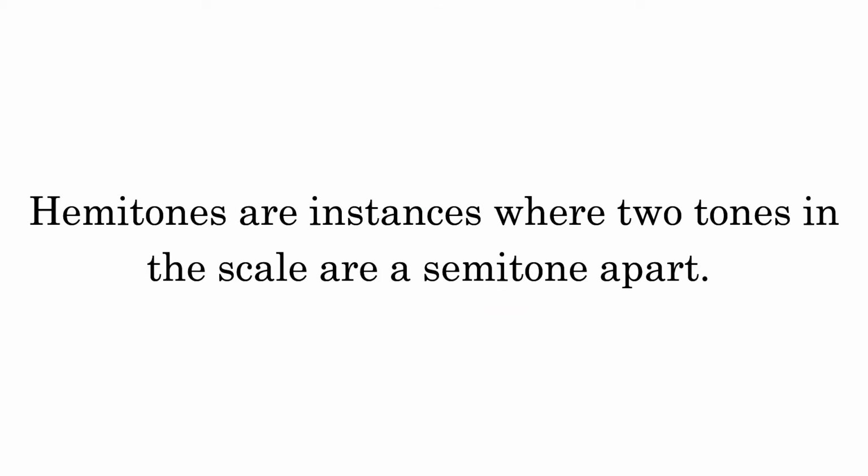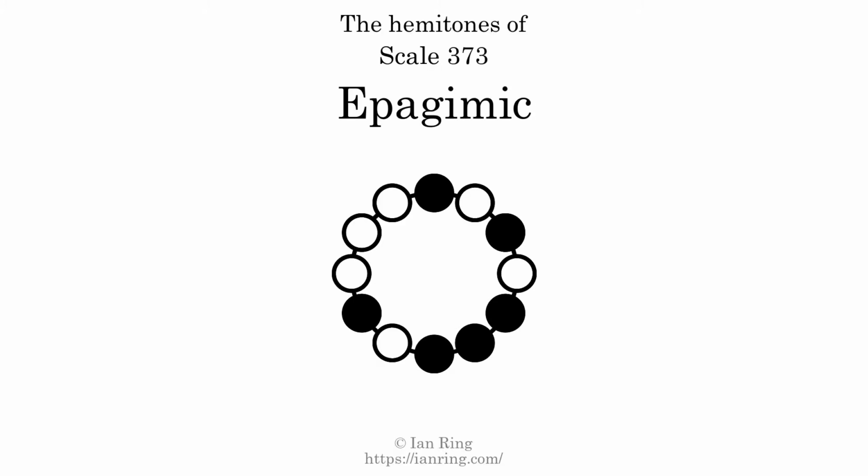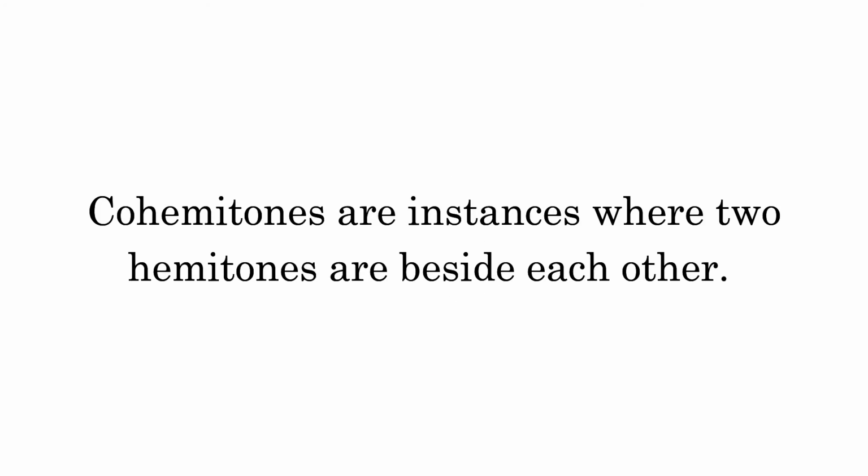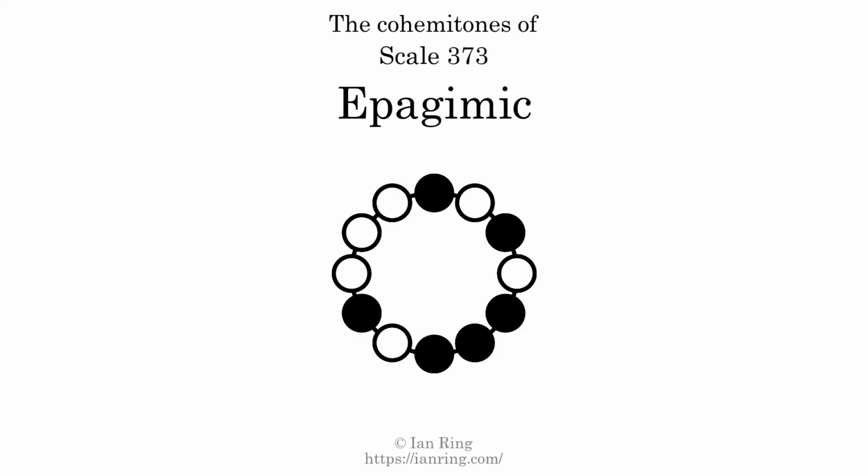Hemitones are instances where 2 tones in the scale are a semitone apart. This scale has 2 hemitones. They are at positions here, and here. Cohemitones are instances where 2 hemitones are beside each other. This scale has 1 cohemitone.